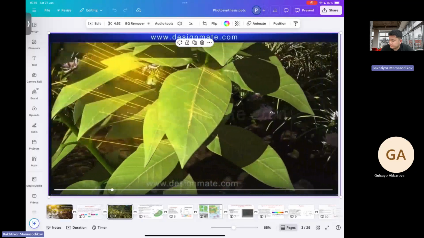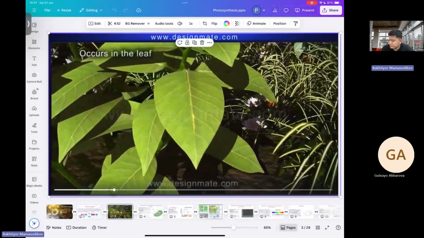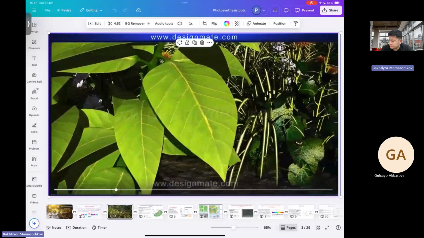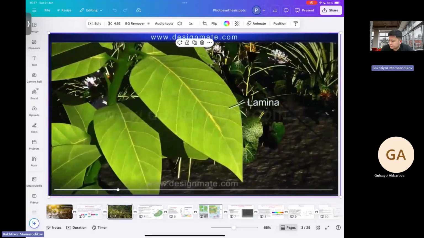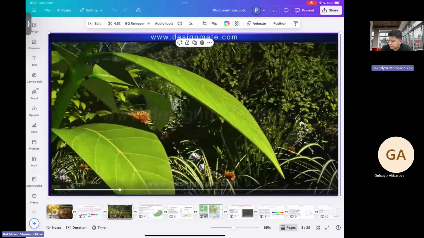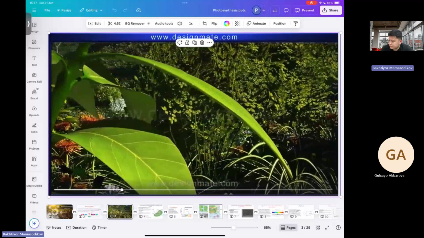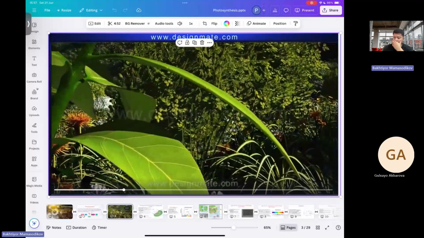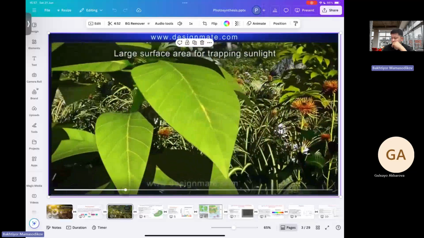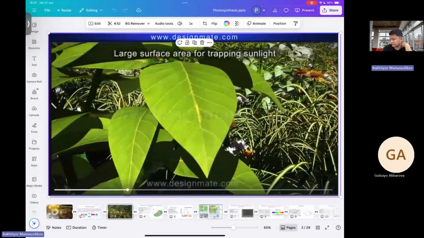A leaf is a very important part of the plant. Photosynthesis, the ultimate provider of food and oxygen, occurs in the leaf. A leaf consists of a flat, thin lamina, which is joined to the stem by a petiole. The flattened lamina provides large surface area for trapping sunlight.